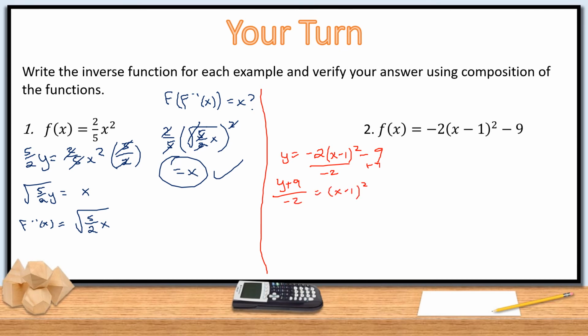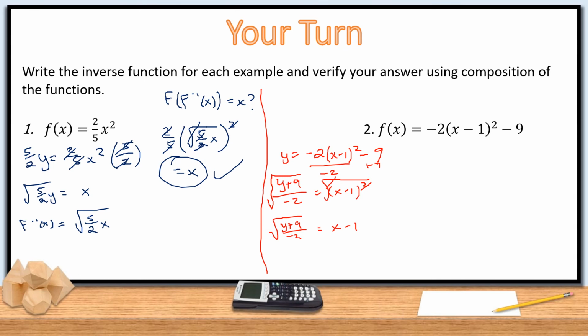So I did 2 steps in one there, just to save space, but I added 9 to both sides and then divided by that negative 2. So I'm left with (x minus 1) squared. To get rid of that, I'm going to have to take the square root of both sides. So the square root of (y plus 9) over negative 2 is equal to x minus 1. And then I add 1 to both sides.